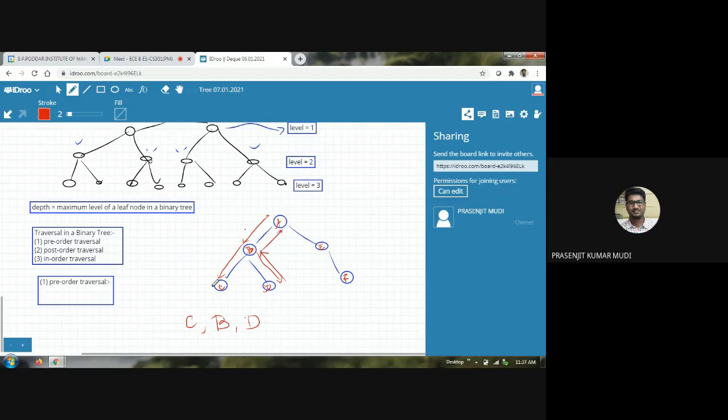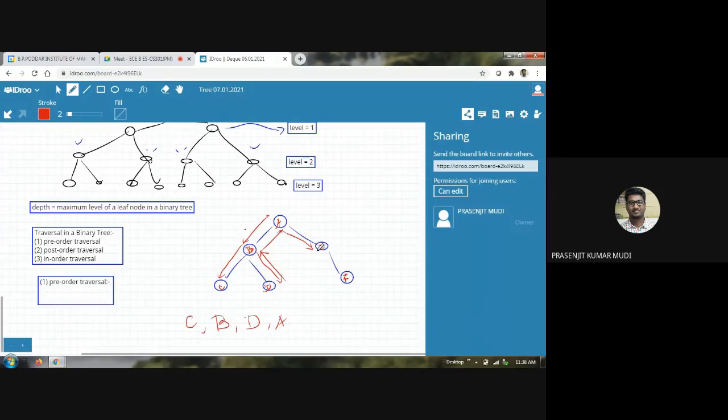So this left subtree is finished. All the nodes have been visited, right? Next, I am going to A. As the left subtree is finished and I have reached A, I will display A. Right? Next, I will move on to the right subtree to reach the next child node, that is the right child node, E. But I will not display it.